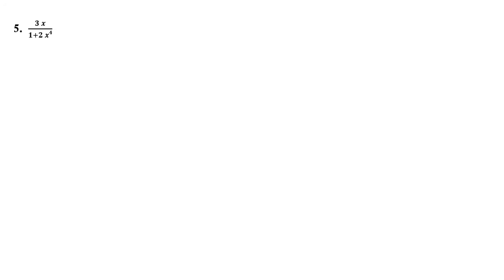The next question is 3x by 1 plus 2x raised to 4. So let us take I is equal to integral dx by 1 plus 2x raised to 4. I am writing it as root 2 x square the whole square, because root 2 the whole square is 2 and x square the whole square is x raised to 4. Now let us do integration by substitution.